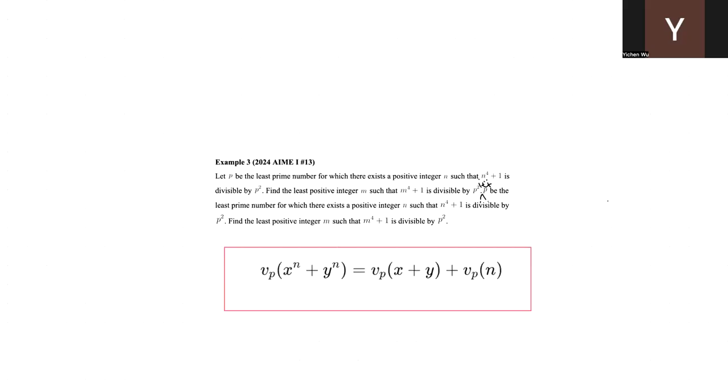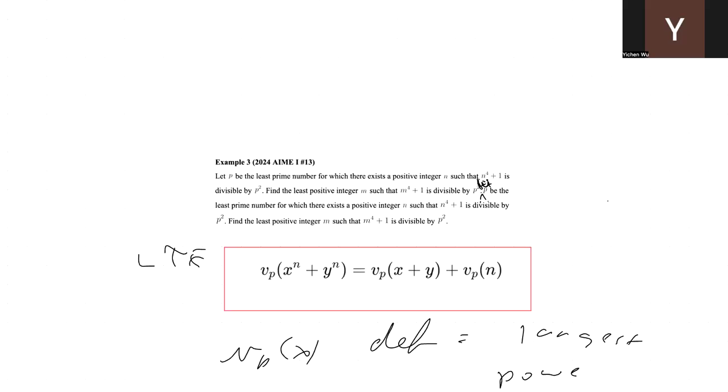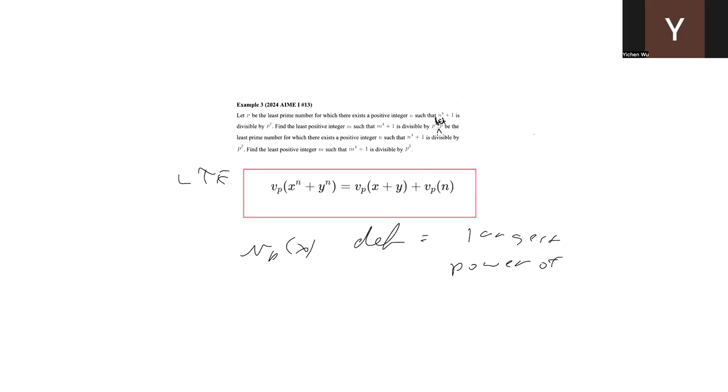And by the way, here is LTE right here. V_p is defined as the largest power of p dividing a number. I'll just tell you guys.